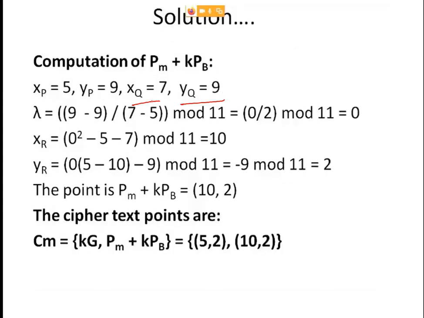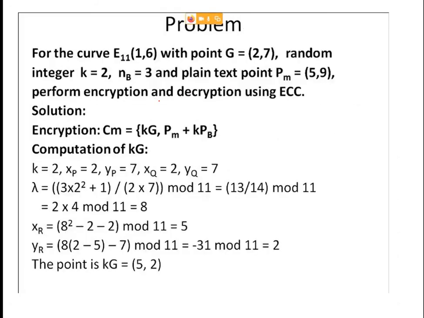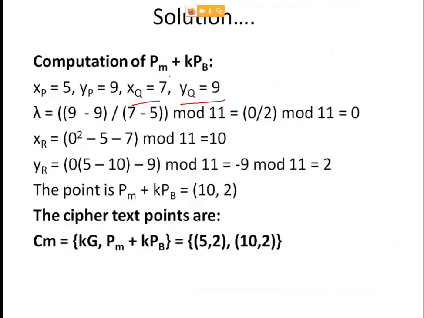Now the second value here is k times PB. k is 2 here. So k times PB, where the PB value we need to calculate. So xq is 7, yq is 9. Now you can see xp, yp, xq, yq: it is (5, 9) and (7, 9), both are different.